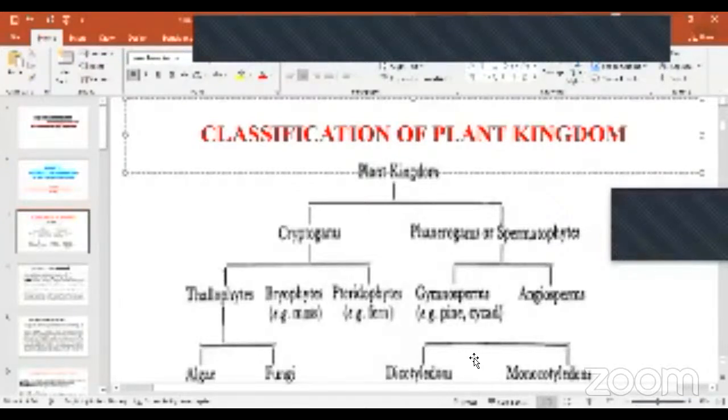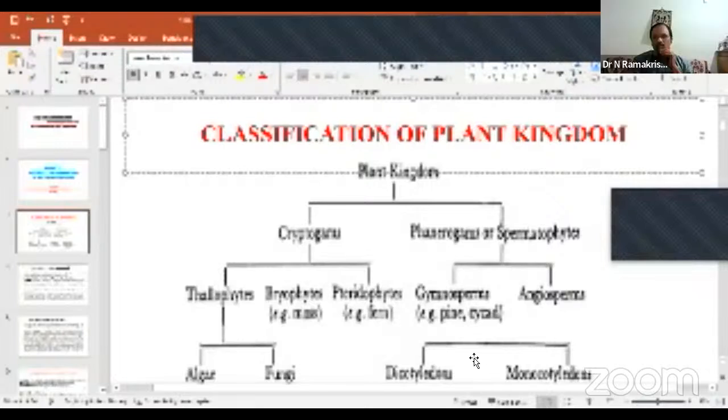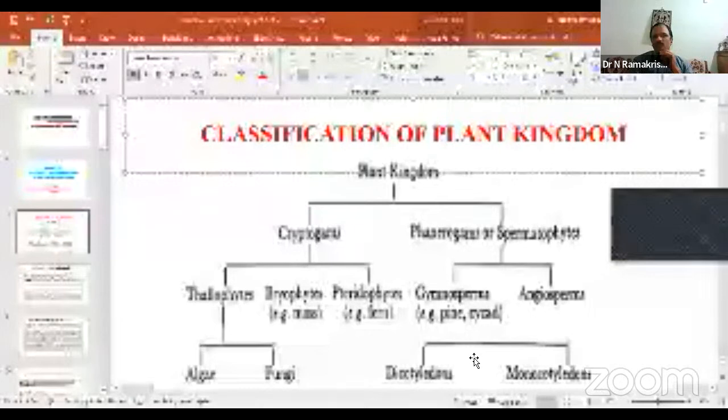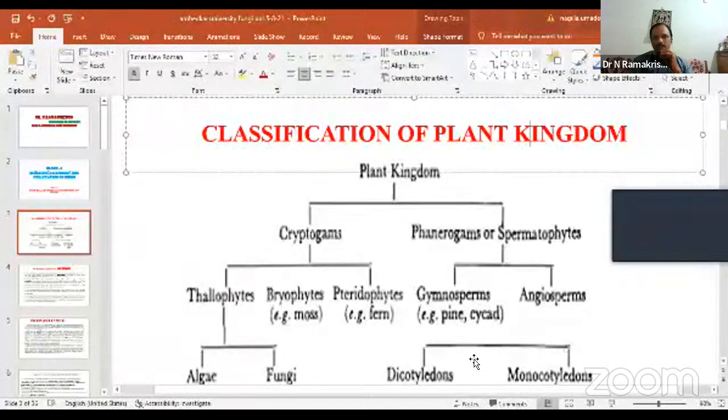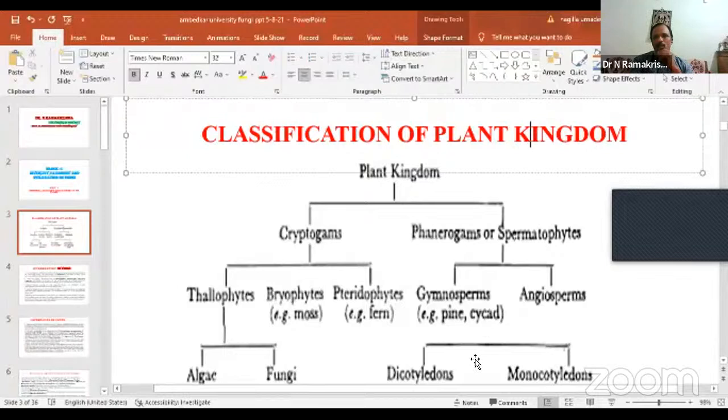Yes, so here today we are going to discuss fungus, introduction of fungus. Our topic is diversity of fungus, plant pathology. This is our syllabus. Before going to the fungus, this is a classification of the plant kingdom. The plant kingdom is mainly divided into two sections. One is cryptogams. Second one is phanerogams. Cryptogams means non-flowering plants. Phanerogams are flowering plants, another name is spermatophyta.